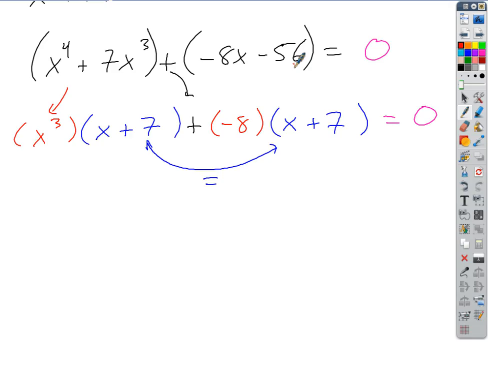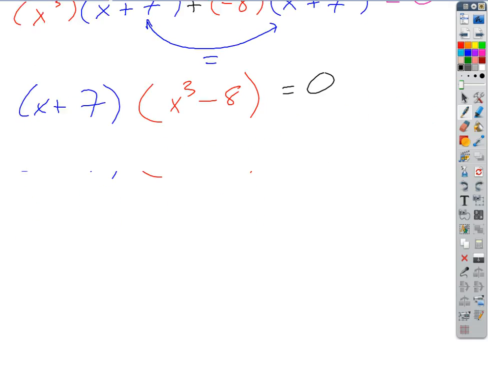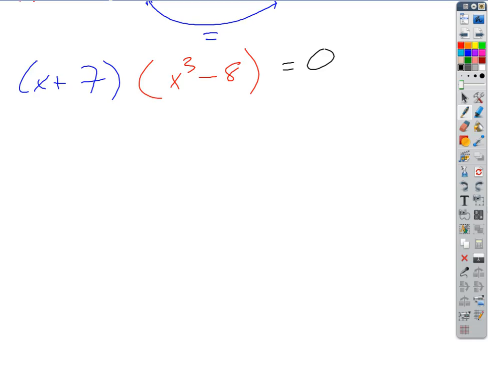The blue ones are the same, so we can pull that out, divide that away from each group, right? Leaving us with what? If I divide out the x plus 7s out front, x cubed minus 8. Okay, good. Now we've gotten them broken down.